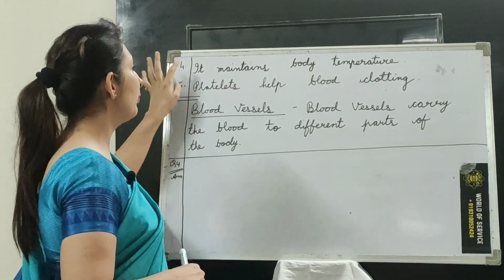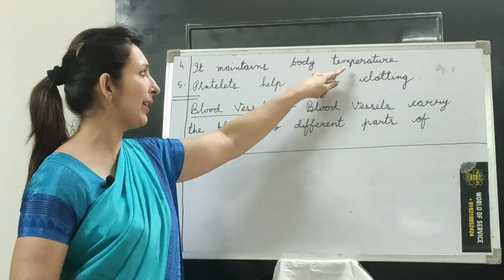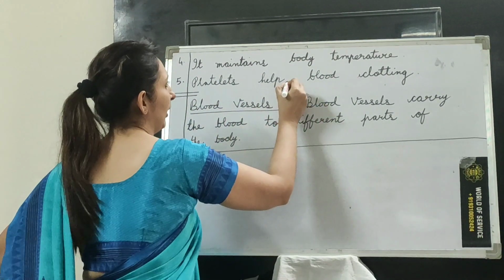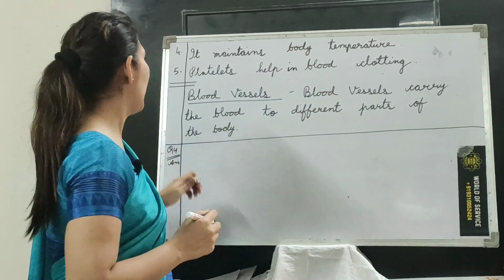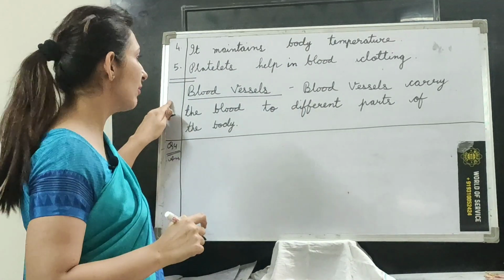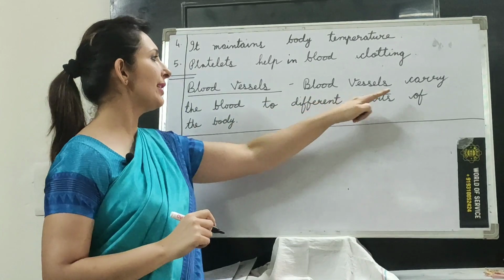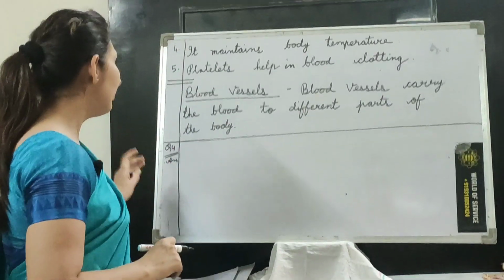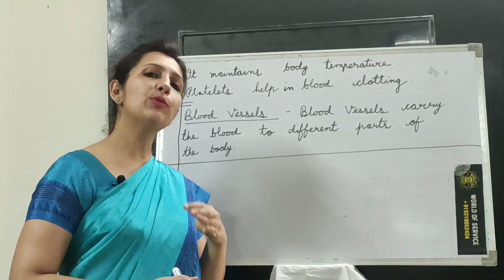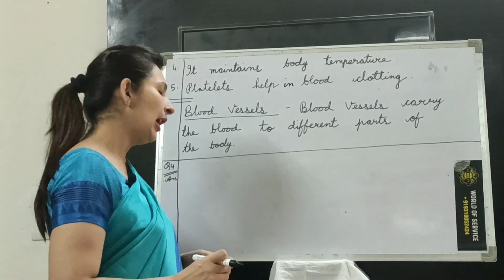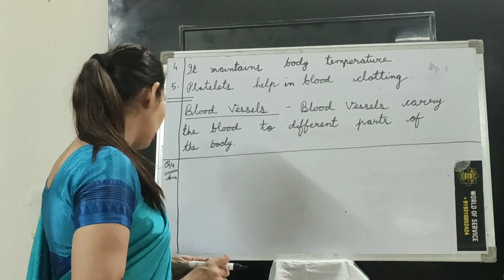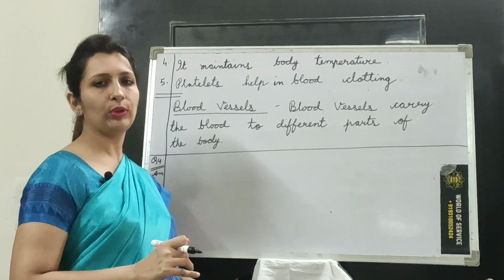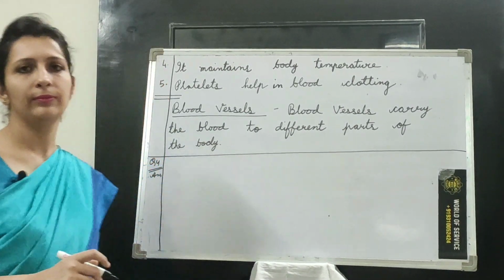Children, now the 4th point, it maintains body temperature. Platelets help in blood clotting. Okay. Now the next one was blood vessels, which was left out. Blood vessels carry the blood to different parts of the body. Okay. Now we have completed question number 3. Now we will come to question number 4, that is the circulation of blood in human heart. Okay, that I'll show you in the next clip. Till the time you note it down.